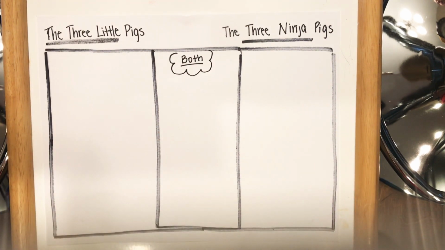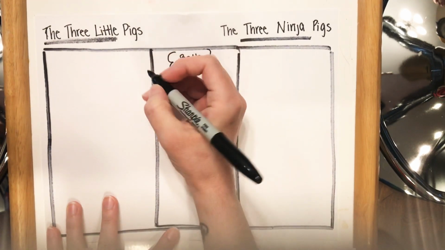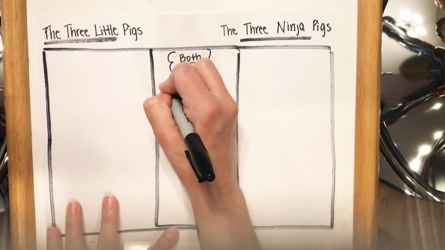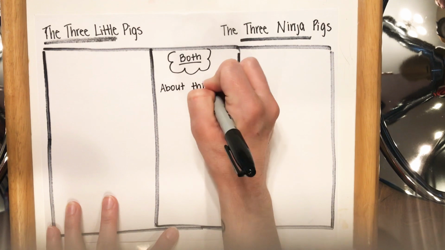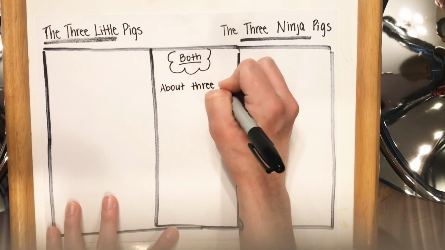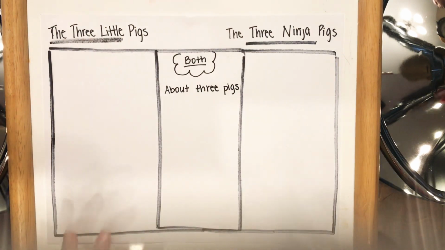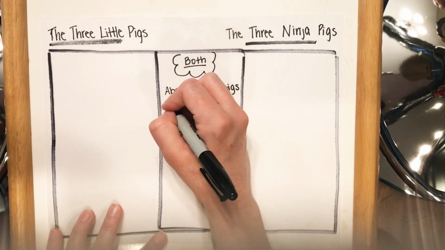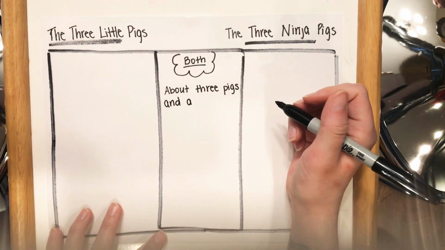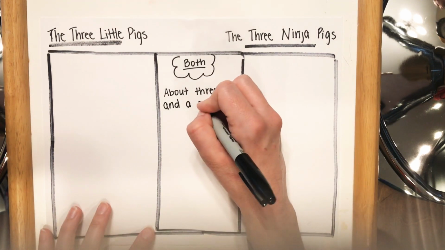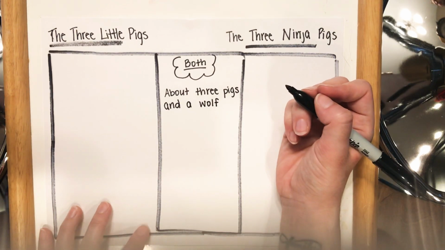How are they both the same? One thing that I know about both of these stories is that they're both about three pigs. Those are our characters, right? There are three pigs. And also, who do you think that third character is that I'm going to write down? Three pigs and a wolf. Three pigs and a wolf.